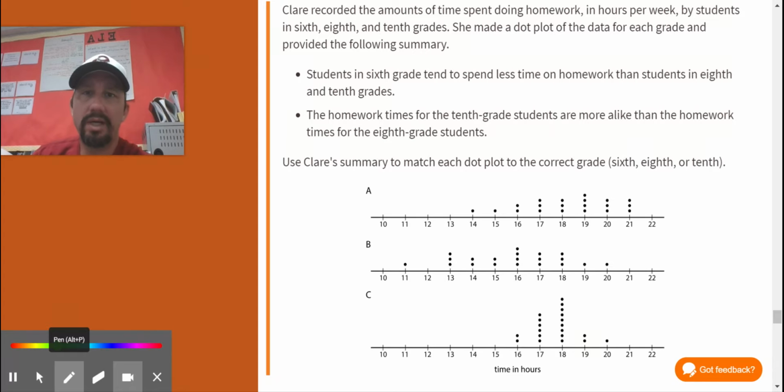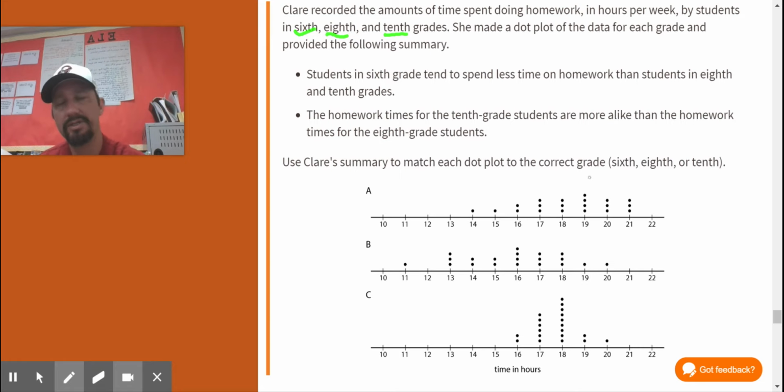So question 1 on the homework is Claire recorded the amounts of time spent doing homework in hours per week by students in 6th, 8th, and 10th grade. She made a dot plot for the data of each grade and provided the following summary. She said, okay, students in 6th grade tend to spend less time on homework than students in 8th and 10th grade. So we're going to tackle that one first.